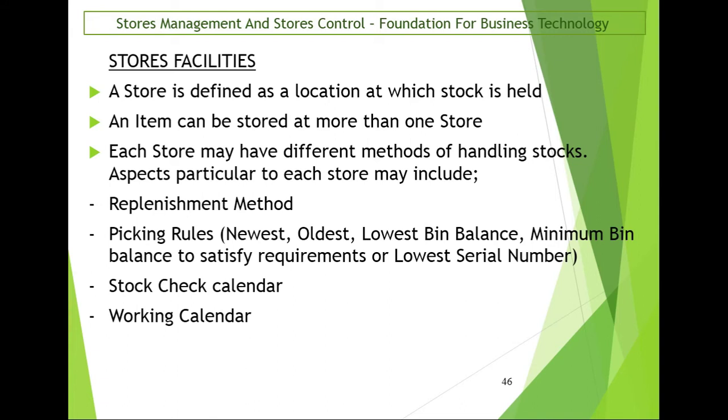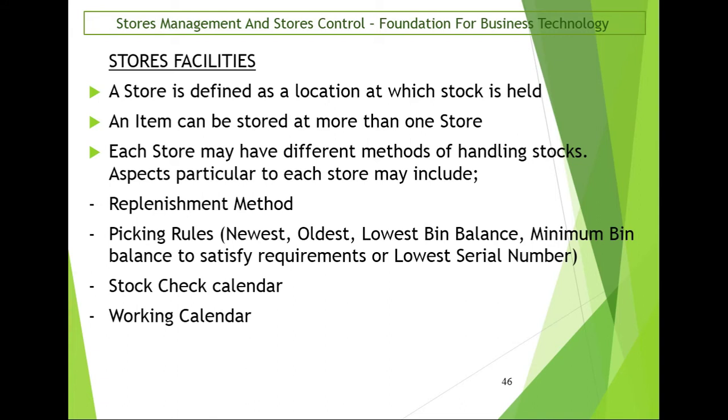Each store can also have different picking rules. When you're talking of picking rules, we are saying how do you select which items to pick from stores. You can either pick the newest first, which would be called last in, first out. In other words, the one that you received last, the newest, would be the one in the very front of the shelf, so you're picking the newest first. Or you could pick the oldest first, which is first in, first out.